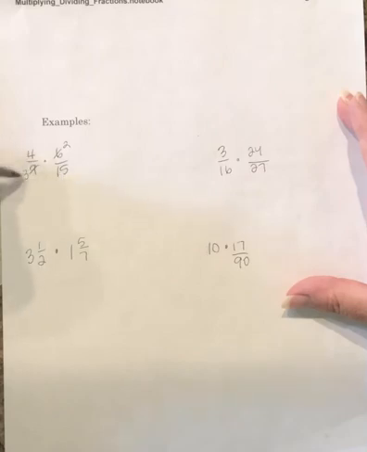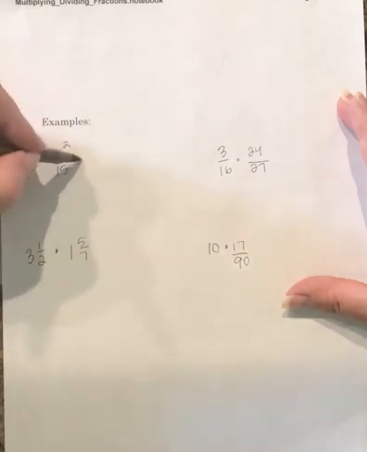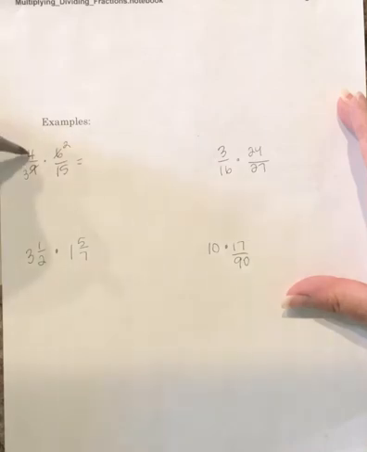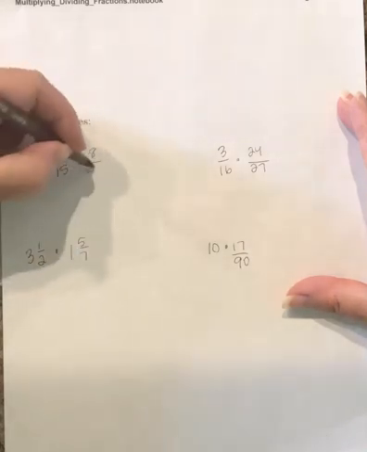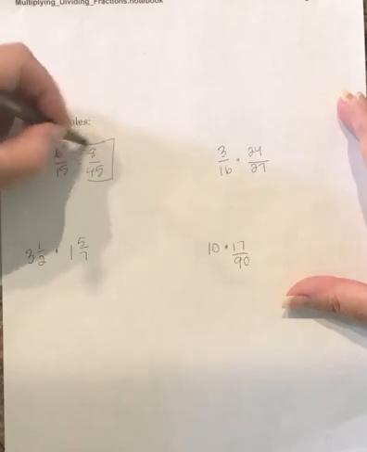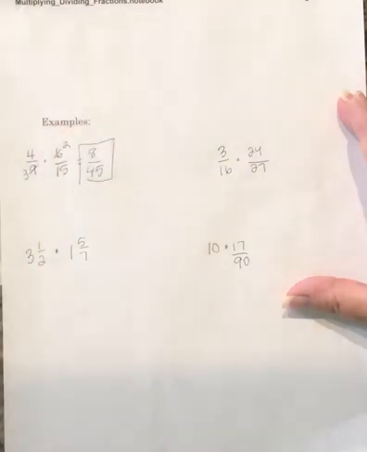I'm looking at all of my numerators and denominators right now. No more common factors. So now I just multiply. 4 times 2 is 8. 3 times 15 is 45. And because I did all my cross canceling, that's in lowest terms.